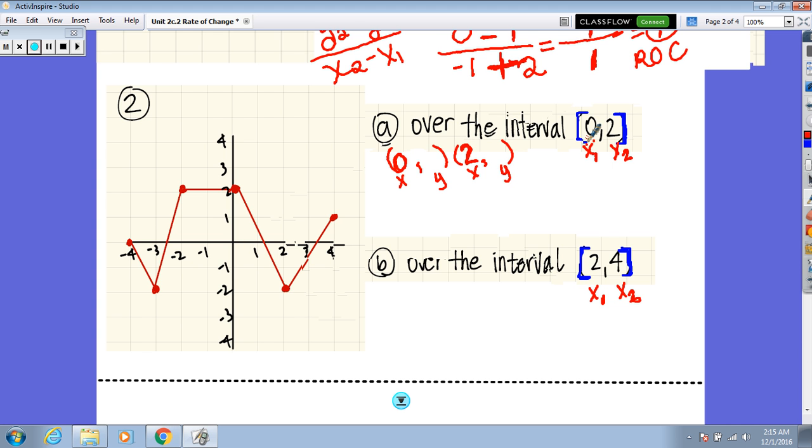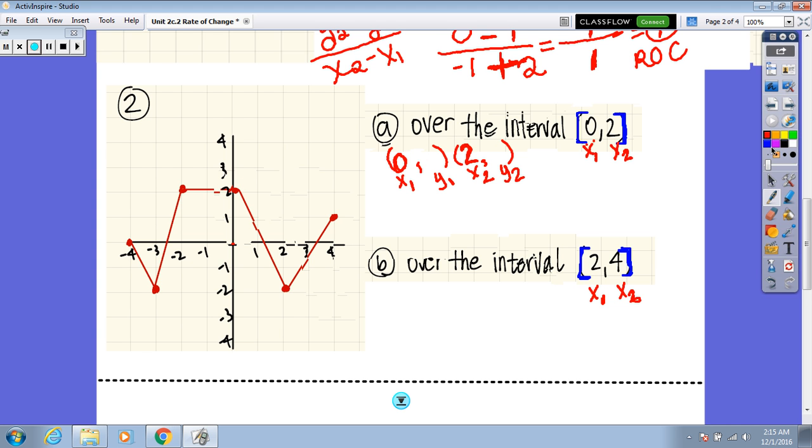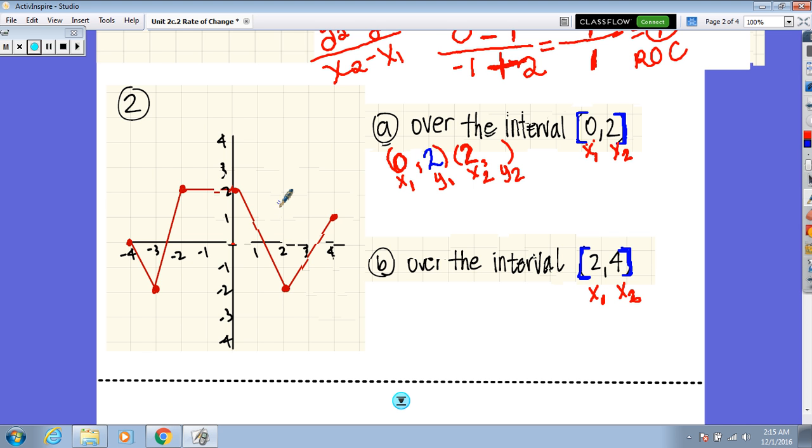And we find the y values from my chart. So let's go to where x is 0. X is 0 right here. I go up to my dot, and the y value is 2. Oh, let me change my color. Alright, so where x is 0, I have to go up to my dot. Here's the dot, and the y value of that dot is at 2.